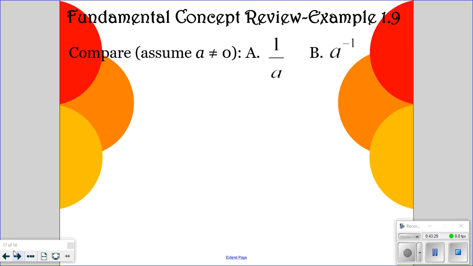So it says, assume that A does not equal 0. How are 1 over A and A to the negative 1, how are those related? How are they compared with each other? They're the exact same thing. It's just another way to write the fraction. So our answer on this one would be C, because the two quantities are the exact same.